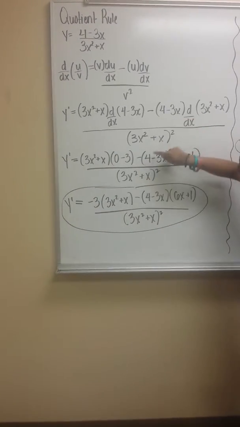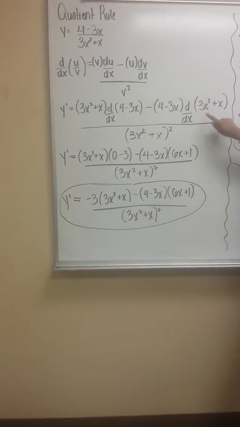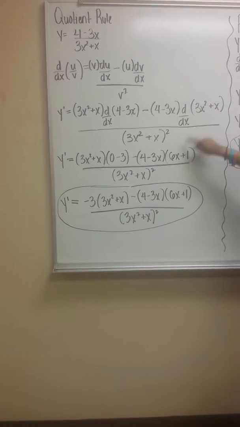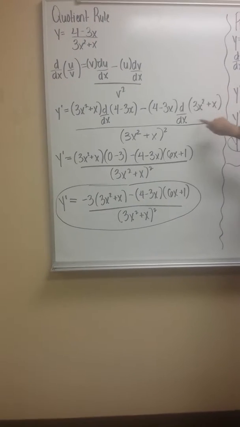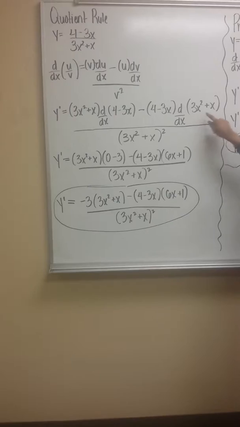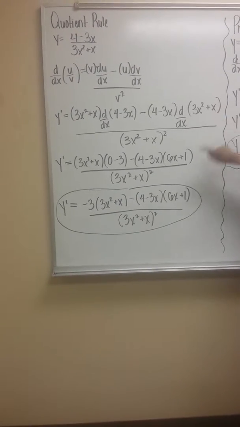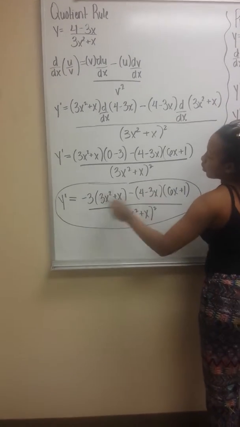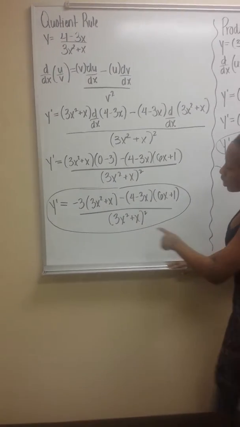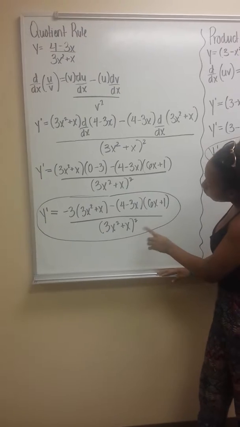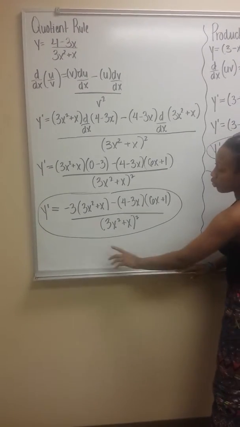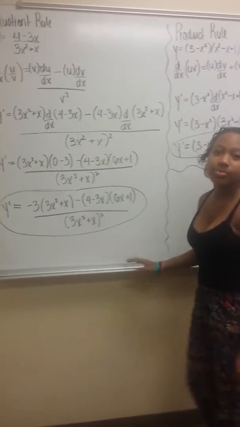For this one, you automatically bring the 4 minus 3x down. You know that the derivative of 3x squared is 6x because you take your exponent, bring it to the front, multiply it by the constant, and then subtract 1 from the exponent. And the derivative of x is 1. And once again, that's all over 3x squared plus x squared. When you simplify, you get negative 3 times 3x squared plus x, minus 4 minus 3x times 6x plus 1, all over 3x squared plus x squared.